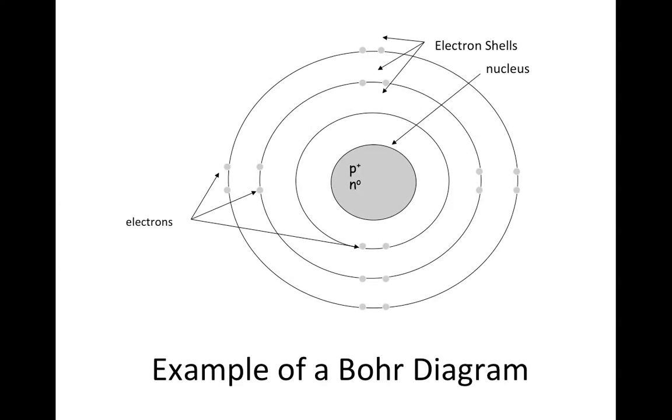Here's an example of a Bohr diagram, a very generic one. As you can see, in the middle you have your nucleus. On the outside you have shells, and those shells house a certain number of electrons. The first shell houses 2, the second shell houses 8, the third shell houses another 8 electrons.